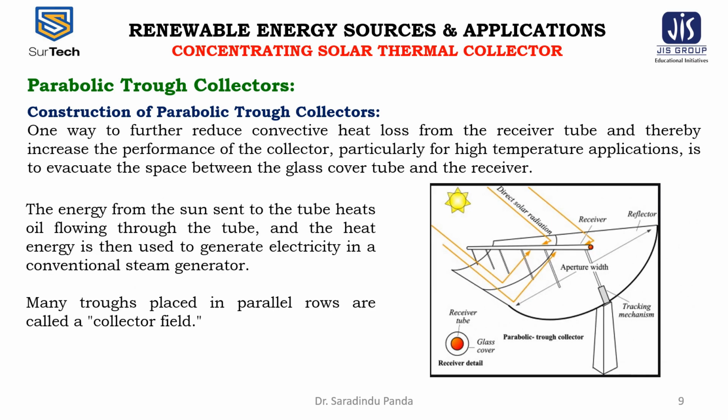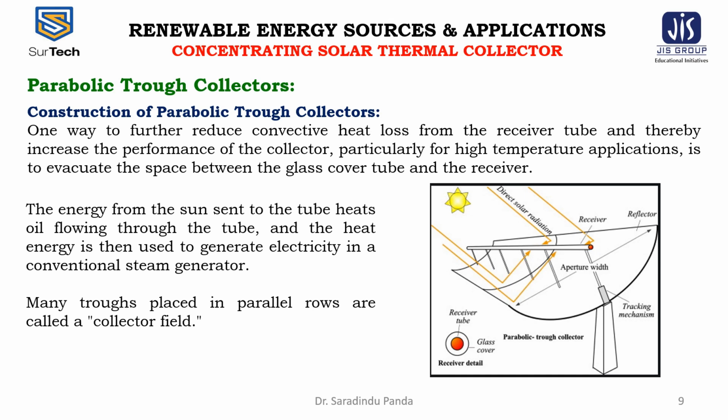One way to further reduce the convective heat loss from the receiver tube and thereby increase the performance of the collector, particularly for high temperature applications, is to evacuate the space between the glass covered tube and the receiver. The energy from the sun sent to the tube heats the fluid flowing through the tube, and the heat energy is then used to generate electricity in a conventional steam generator.